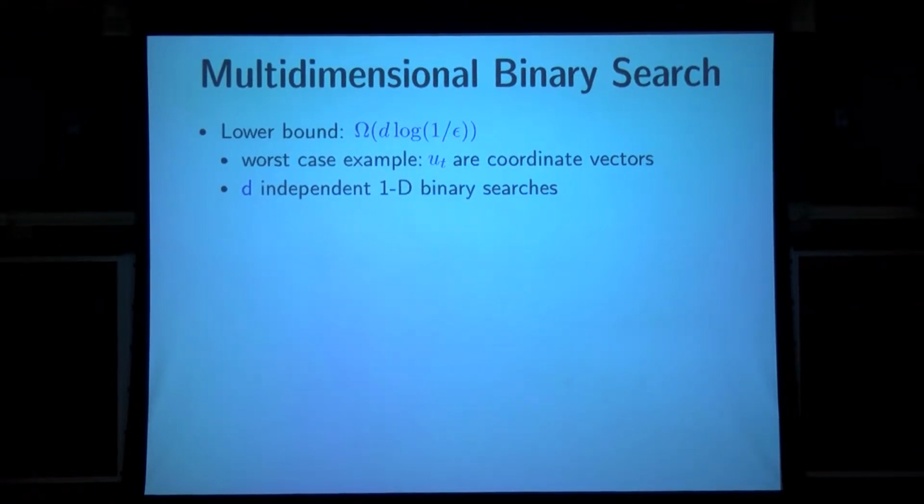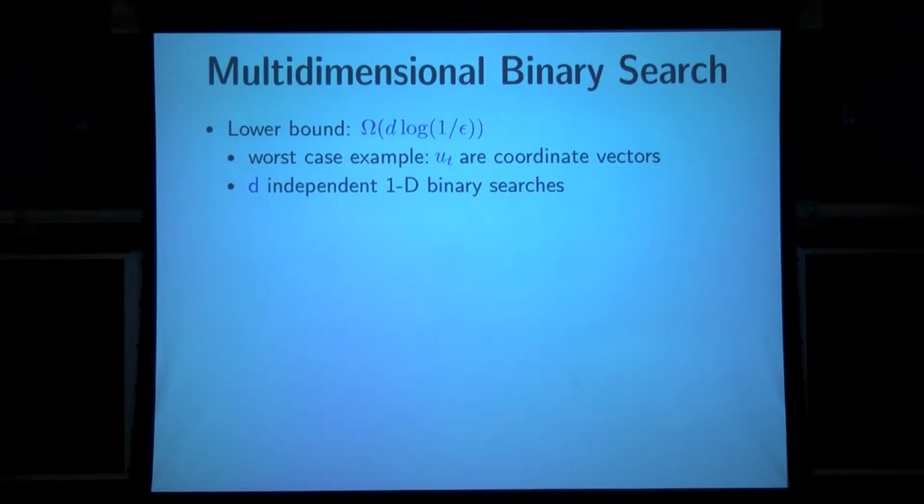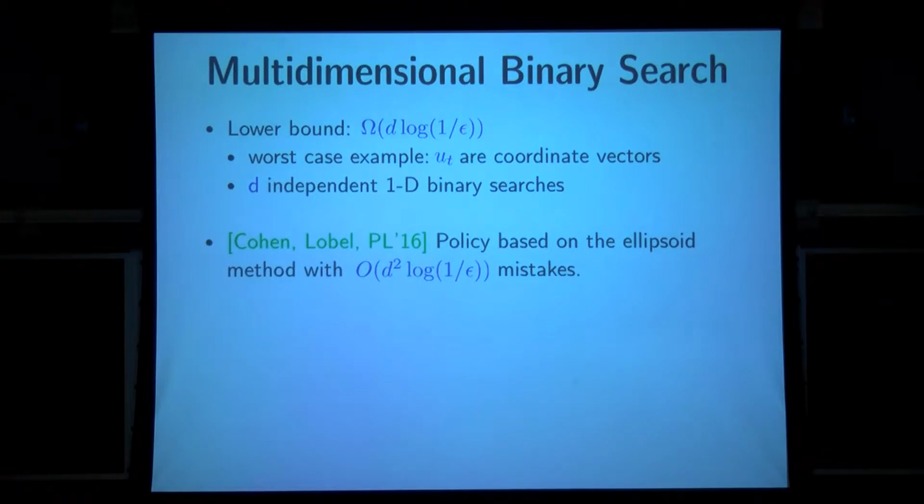If your context ut is a coordinate vector, then pretty much you need to guess the ith component of theta. And then for each of them, you need to do log 1/epsilon, so you need to make at least log 1/epsilon mistakes. So that's good. So what do you know with the upper bound?